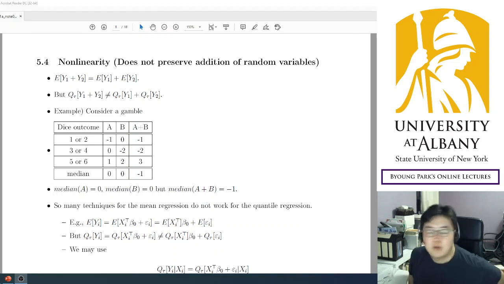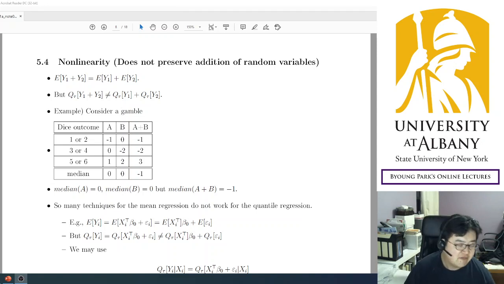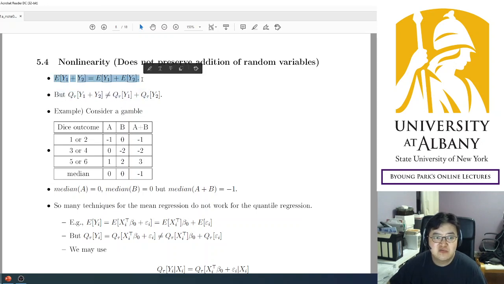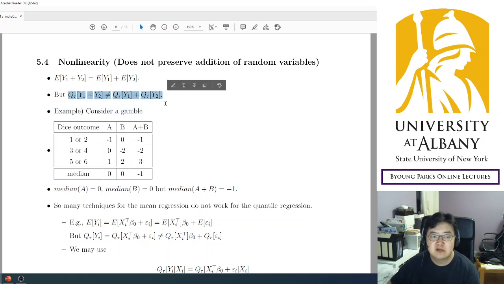Hello. We are studying the properties of quantiles, and the fourth property is nonlinearity. Quantile does not preserve addition of random variables. Simply speaking, this is true for the mean, but it does not hold for quantiles. Here is a simple example.